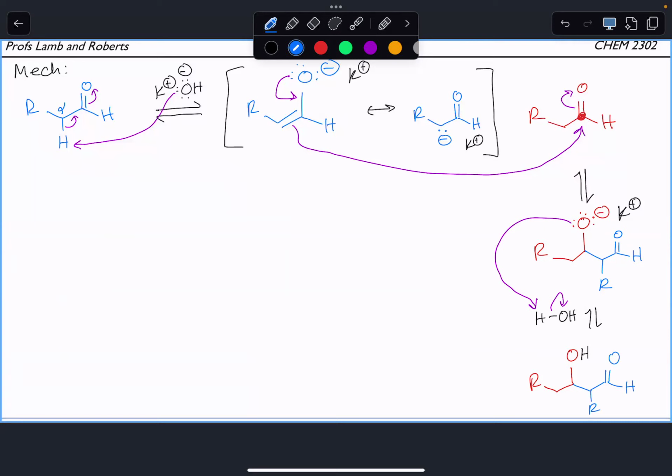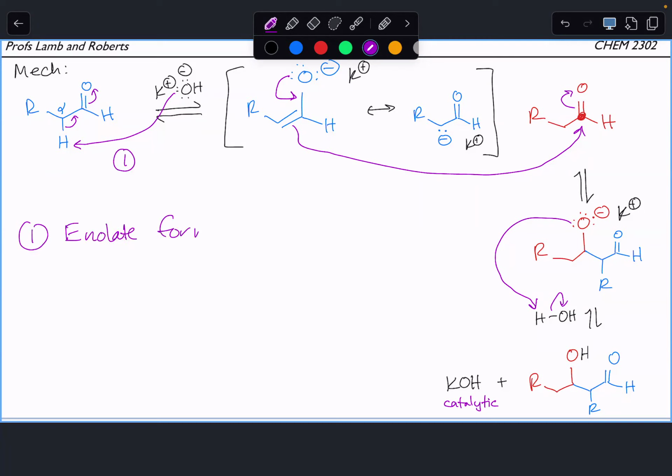So there's our aldol addition product, and we have regenerated our base. So again, it is catalytic in base. Okay, so let's walk through that one more time. Step one, enolate formation. Make your nucleophile.